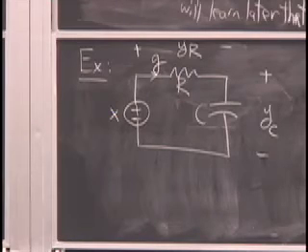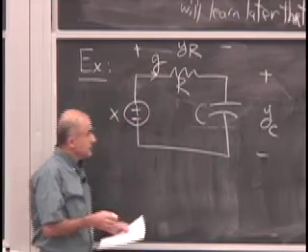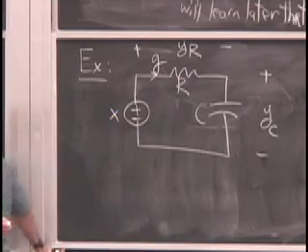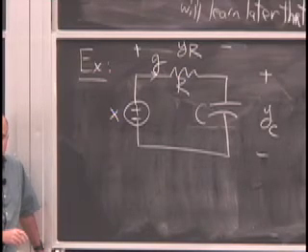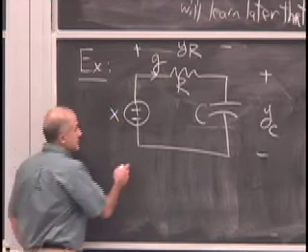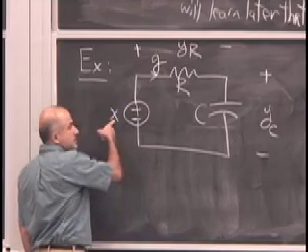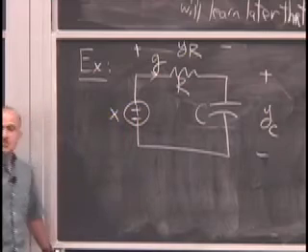Here's a series RC circuit. Now, again, we don't require you to know circuits. So whenever you need the input-output relationships of circuit elements, we'll give them to you. In this case, X is my input, YC is my output, the voltage across the capacitor.